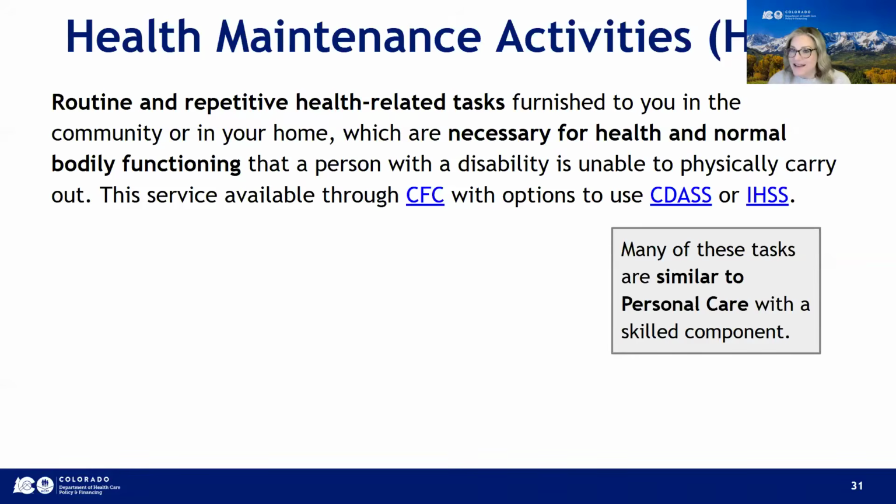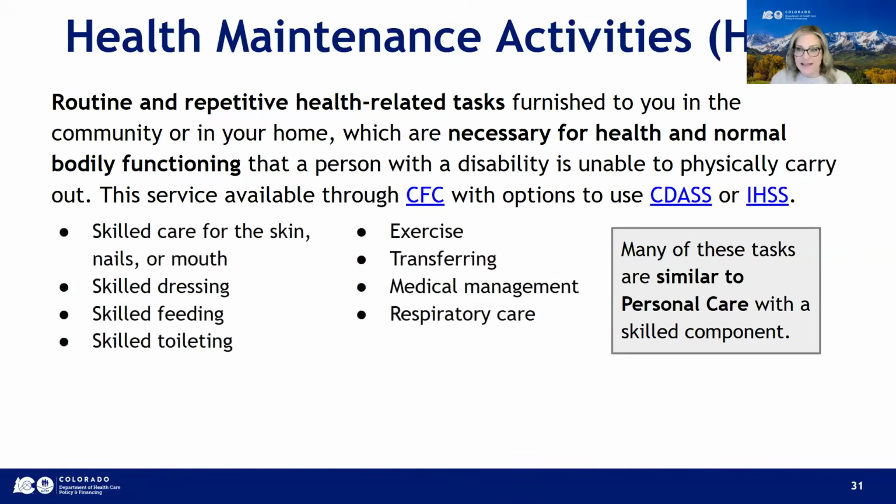Think for a moment again, what are some of the tasks that are included in HMA? If you were thinking about care tasks that are related to care for the skin, the nails, mouth, dressing, feeding, toileting, exercise, transferring, all of those good things, you are correct. The key here, these are similar to personal care services, but they must have a skilled care component.